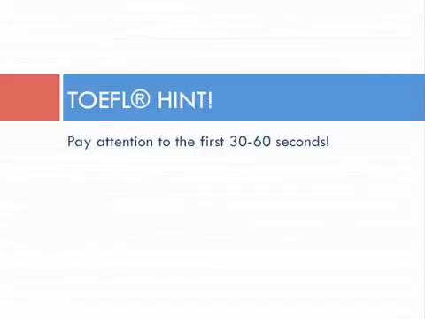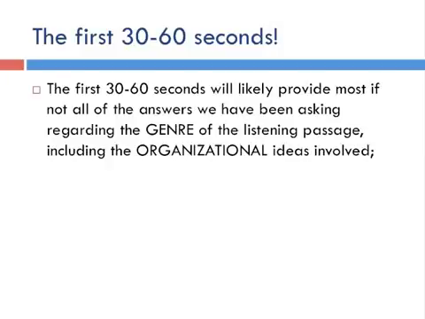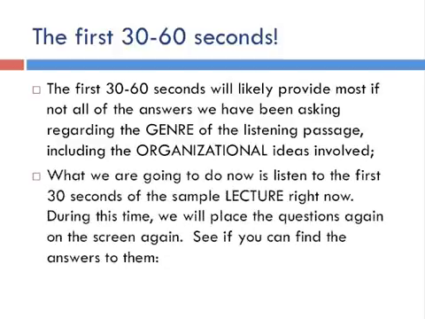Now, in order for us to be successful, we really need to think about how the actual passage is going to be organized. You will notice how the TOEFL organizes this information in a very efficient way. The first thing we need to do is pay attention to the very beginning of the listening passage. Why is that important? Part of it is that a lot of the genre considerations we've been discussing will probably be answered within the first 30 or 60 seconds. So we'll have a pretty clear idea as to how the passage is going to be organized and what the main topic will probably be.